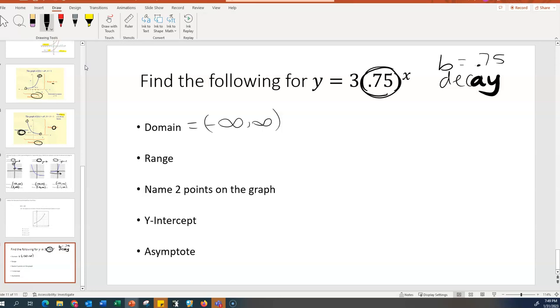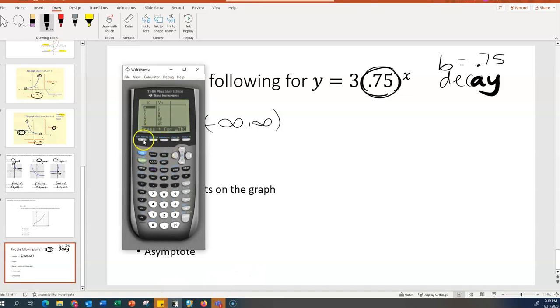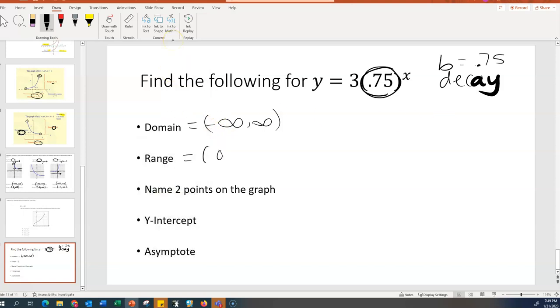For my range, I want to take a look. We're going to go ahead and graph this one. So this is 3, I'll put in parentheses 0.75x, and graph that. You can kind of see it's bottoming out right at 0. So range is going to be from 0 to infinity. We could have known it was 0 to infinity because we're not adding something at the end or subtracting something. If you want to graph it just to be sure, that's always smart.